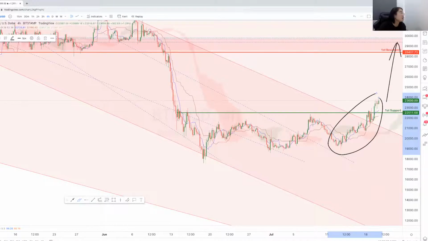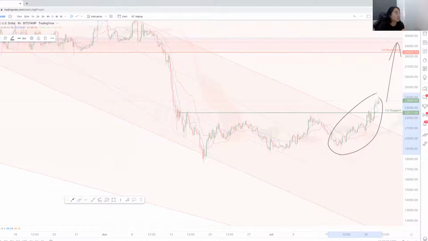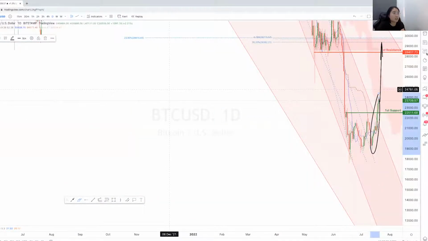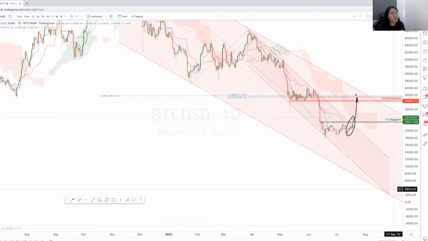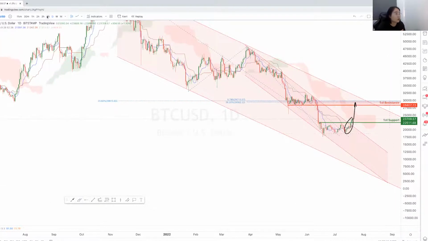You understand? But if I go to the daily, I can still see the channel, right? I can nicely see the channel. I can see the structure of the channel. But when I go to the 4 hours, because on the daily, I'm focusing on this area.